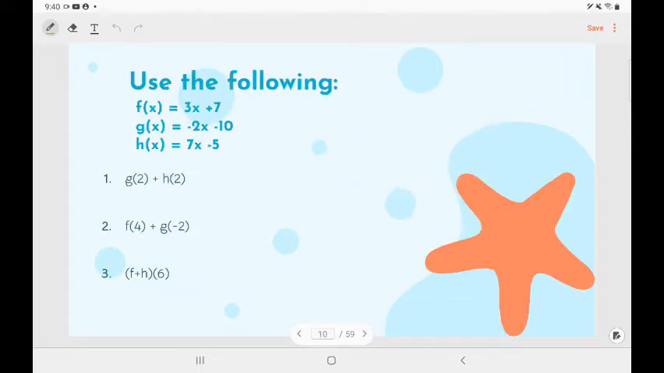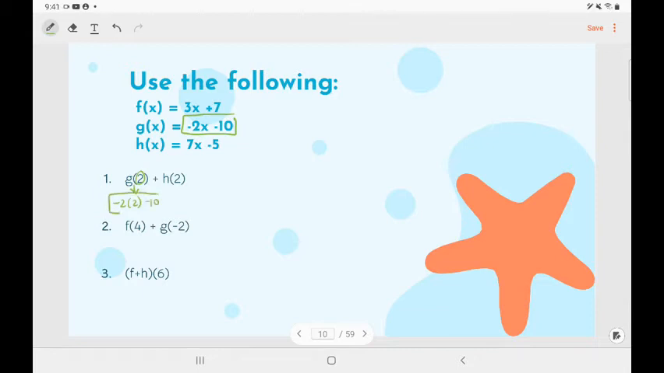Now, let's suppose instead of an x in my input spot, I have a number. So remember that inside parentheses, this doesn't mean g times 2. This means g with an input of 2. So what does that look like? Written out, here's what I'm typing into my calculator. G of 2 translates into, go to rule g, find my rule, and input a positive 2. So negative 2 times 2 minus 10.